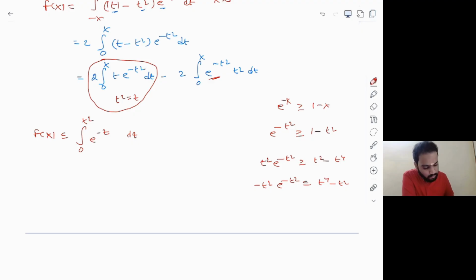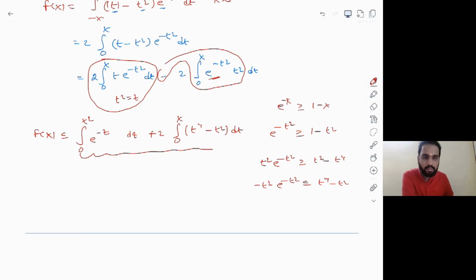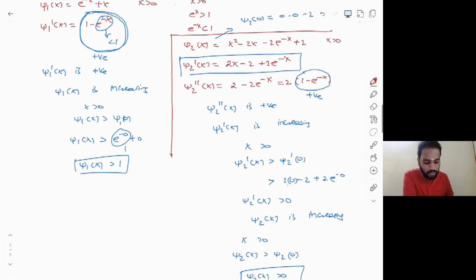And what about the second term? We understood that this minus e power minus t square into dt is less than or equal to t power 4 minus t square, right? So I'm going to put that here. So plus 2 into the integral 0 to x of t to the power of 4 minus t square dt. So now just integrate this one and substitute the limits here and try to verify the option C here.